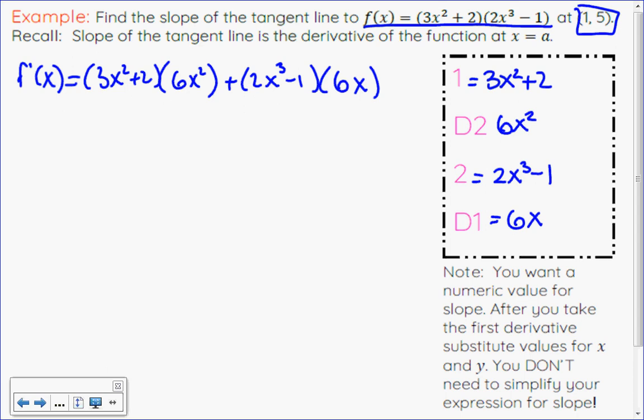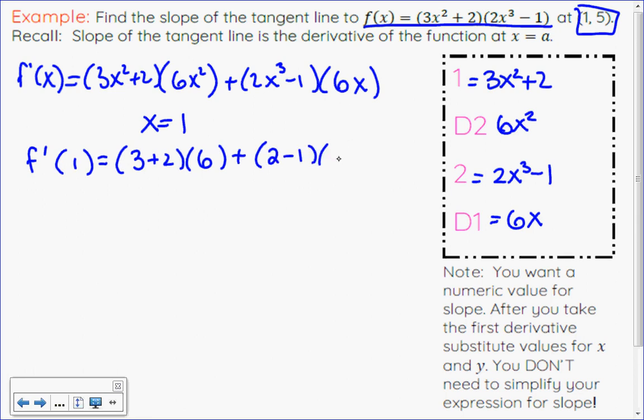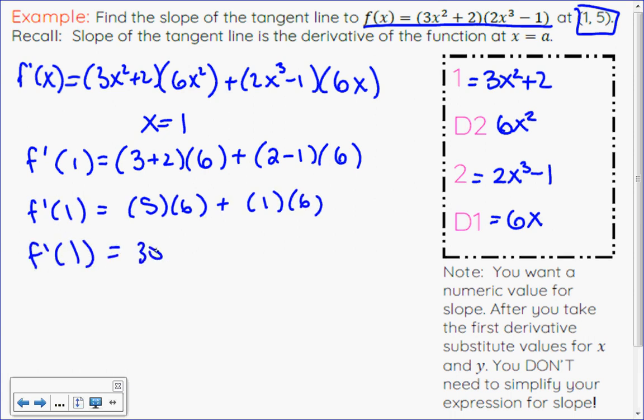If you want a numeric value for slope, after you take the first derivative, just substitute your value in. Less chance of making errors. So if my tangent point, my point of tangency is (1, 5), I'm going to substitute in x equal to 1 to find the slope of my tangent line at x equal to 1. So I'm going to have 3 times 1 squared, which is 3. 6 times 1 squared, which is 1, 6 times 1 plus 1 cubed is 1 times 2, and 6 times 1 is 6. So we'll do a little math-a-magic here, multiplying all these numbers together. And I get 30 plus 6. So the first derivative at x equal to 1 is 36. So that tells me the slope of the tangent line is 36 at that point (1, 5).